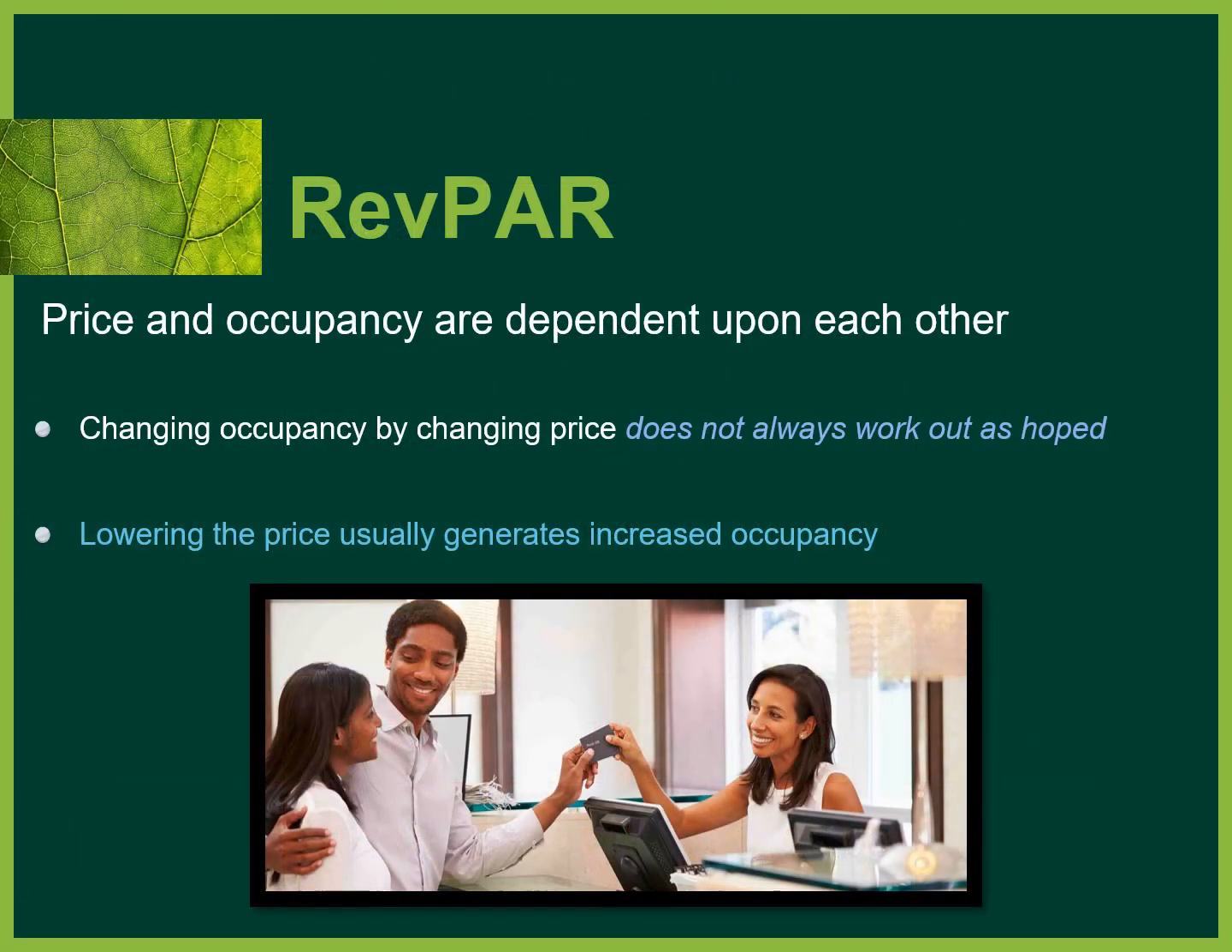Overall, you have to remember that price and occupancy rate are dependent upon each other, right? And changing the rate by fluctuating the price may not always work out as you hoped. Lowering the price usually generates an increase in occupancy, but that doesn't necessarily mean we're going to increase profit, or that the margin's worth it, right?